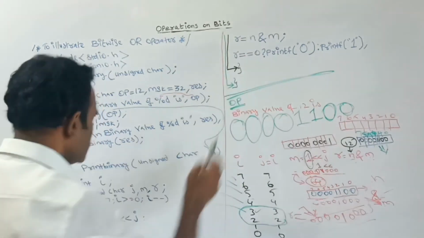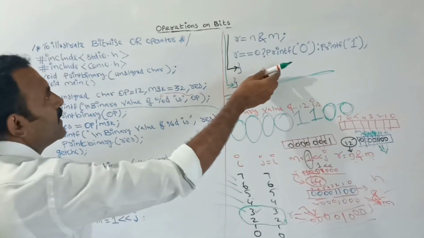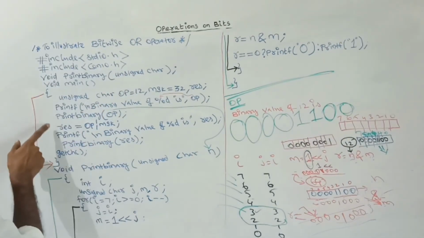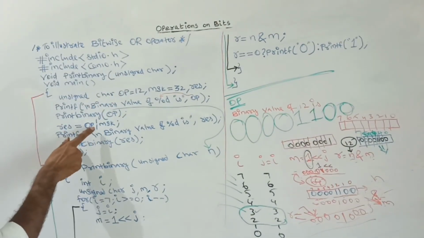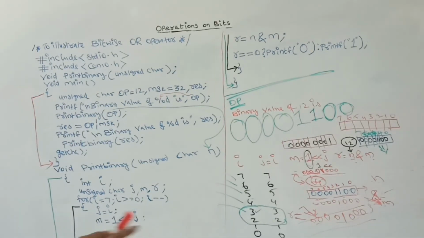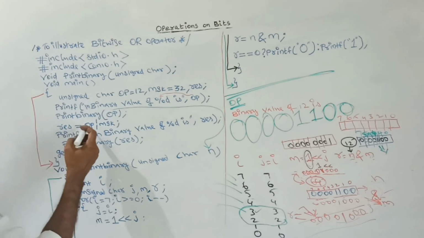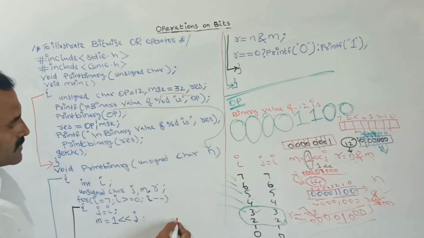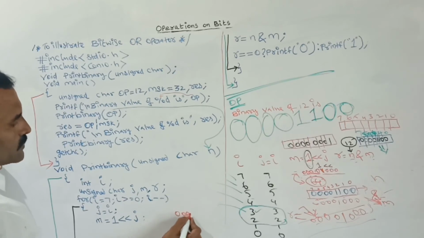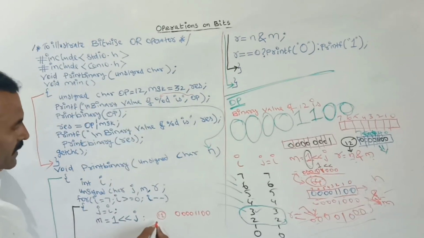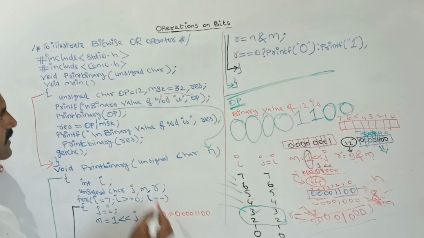After completing this user defined function, again the controller will come back. Next step here, RES is equal to OP bitwise AND operator mask. Already we have seen what the value of OP is: 12. The binary value of 12 is 0 0 0 0 1 1 0 0. This is the binary value of 12, that is the OP value.